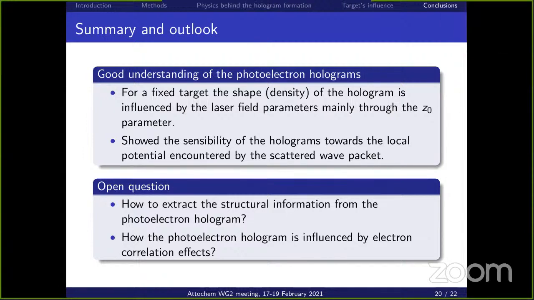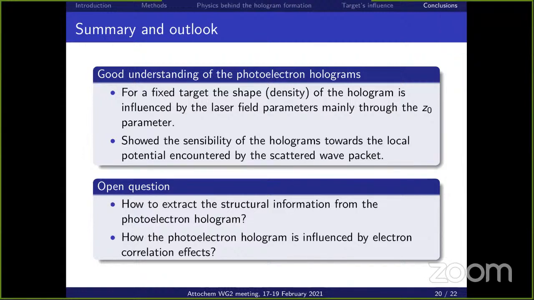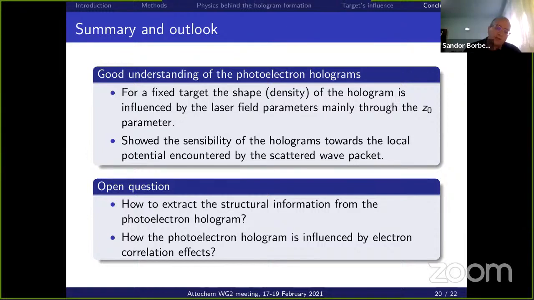But in order to have a very nice and useful technique, there are some open questions which should be answered. The main question is how to extract structural information from the photoelectron hologram. So this technique can be useful only if you measure a photoelectron hologram, and from that you can reconstruct the scattering potential. And also another interesting question to answer is how this photoelectron hologram is influenced by the electron-electron correlation effects.